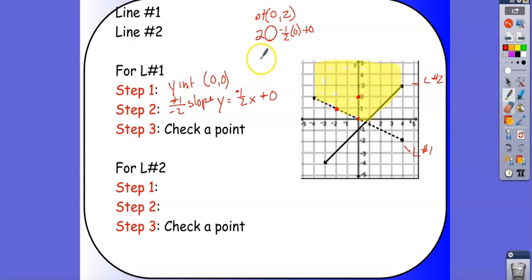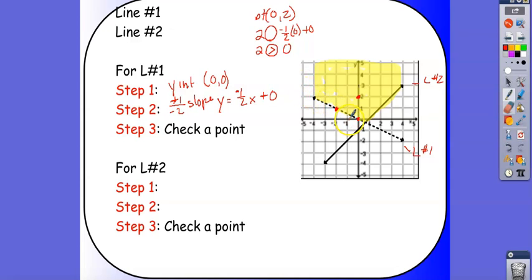Okay, I know it's not an equal sign because I'm looking at a shaded area. So I'm going to pick 2, and I don't know what it is. That's a 0 plus 0. Isn't 2 greater than 0? Yep, 2 is greater than 0. That's the inequality that would make this true.